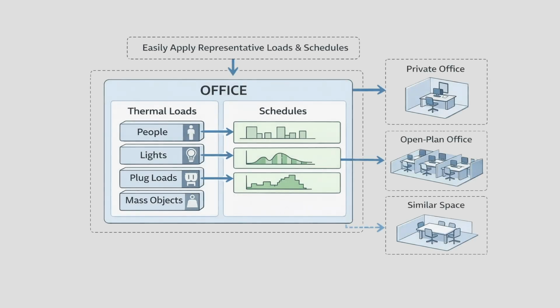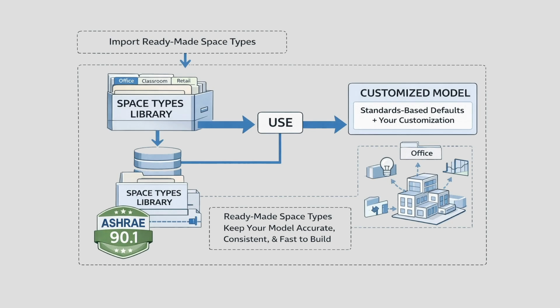The beauty of space types is that you define representative loads and schedules once, and then apply them quickly and consistently to any space with similar activities. For example, an office space type can be assigned to one private office or dozens of open plan areas, all getting the same realistic occupancy, lighting, and plug loads without manual repetition. And just like with construction sets, you can import ready-made space types from libraries or other OpenStudio models. This lets you start with standards-based defaults, like those from ASHRAE 90.1, and then customize only what you need. Using space types keeps your model accurate, consistent, and fast to build.